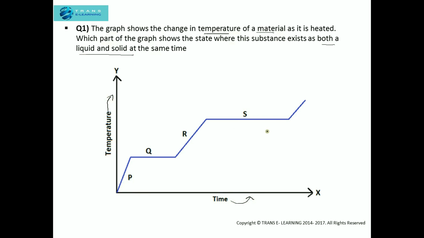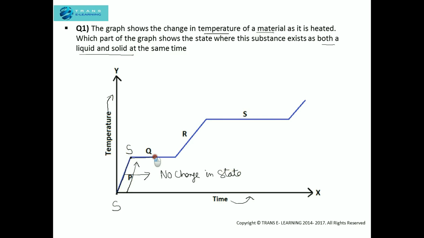As mentioned in the graph, the material is heated, so initially this material will be in the solid state. As we have studied in the heating curve, whenever there is a rise in temperature, there is no change in state. Wherever there is a slope, you can see here, there is no change in state. So at this point also, we have the solid state of the material.